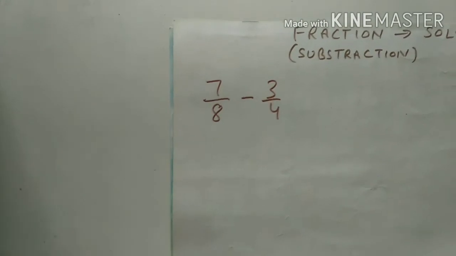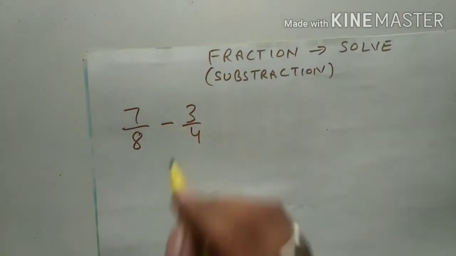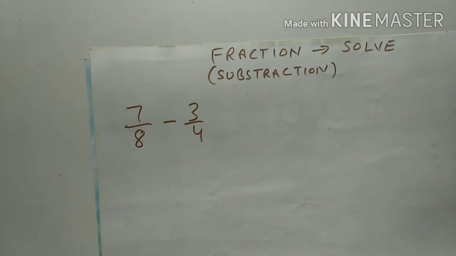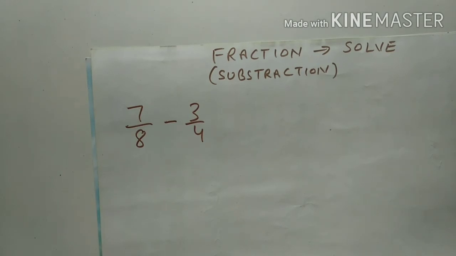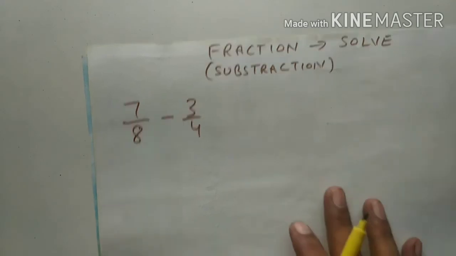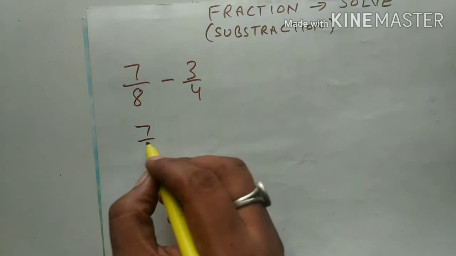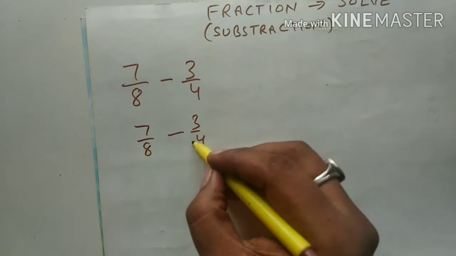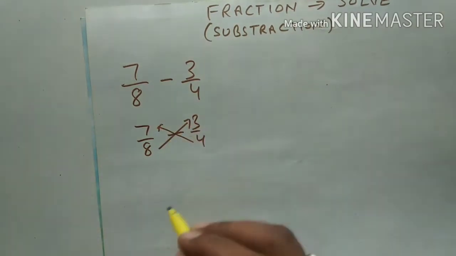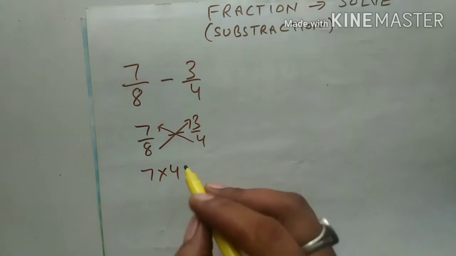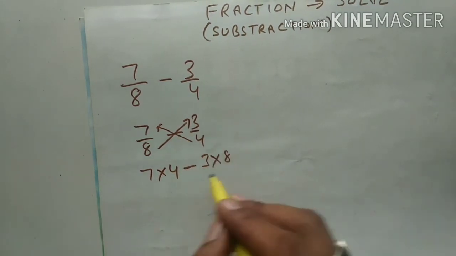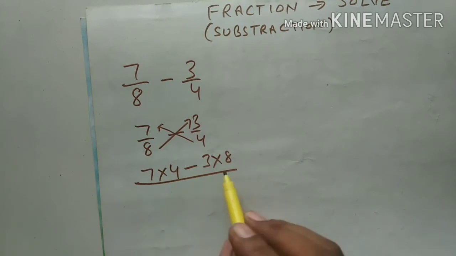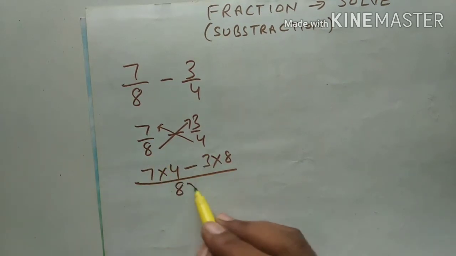Now you see that 7 by 8 minus 3 by 4 are the fractions where we have to subtract those. Now these are unlike fractions. Okay, so first of all I will adopt the cross multiplication method. So write the question 7 by 8 minus 3 by 4. Now what is the cross multiplication method? 4 multiply 7 and 8 multiply 3. Okay, 4 multiply 7 minus 3 multiply 8, and in the denominator I will write 8 multiply 4.